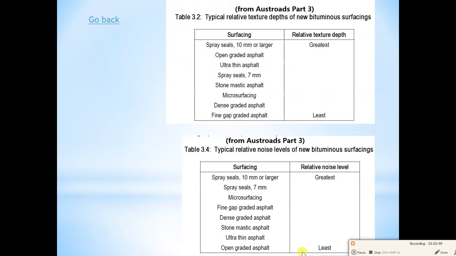You see at the bottom here, the open graded asphalt has the least noise as compared to the others. The spray seal is very noisy, a noisy surfacing. The open graded is the lowest, better than the stone mastic, better than the dense graded asphalt, better than the fine gap graded asphalt. So this one is the best for noise.